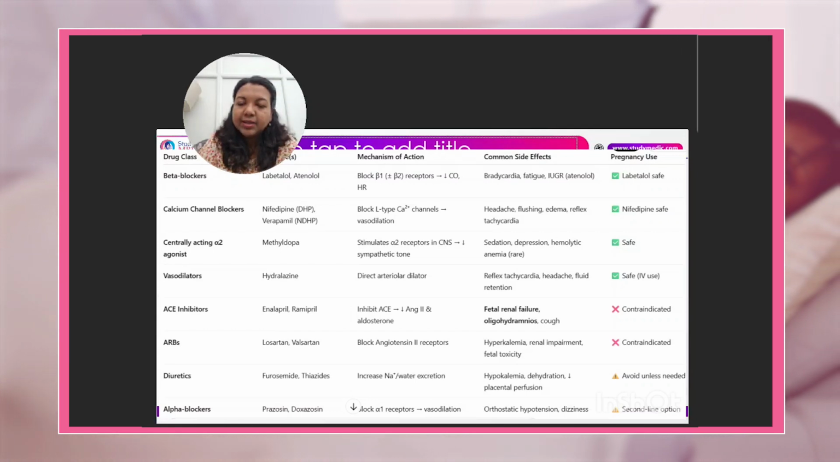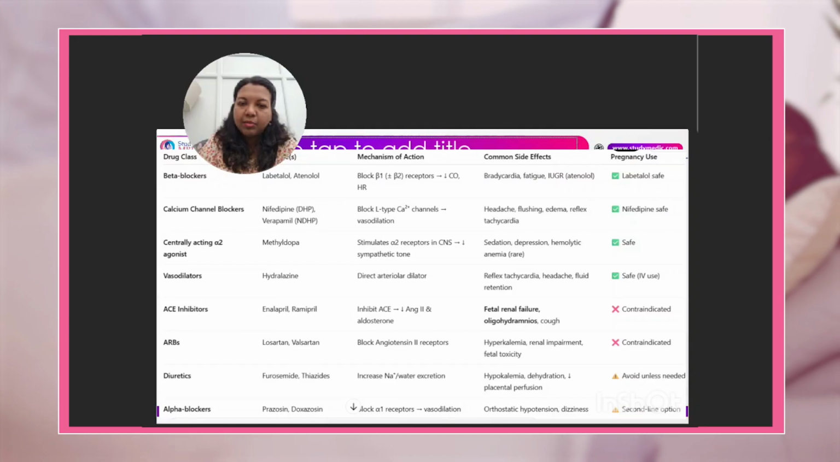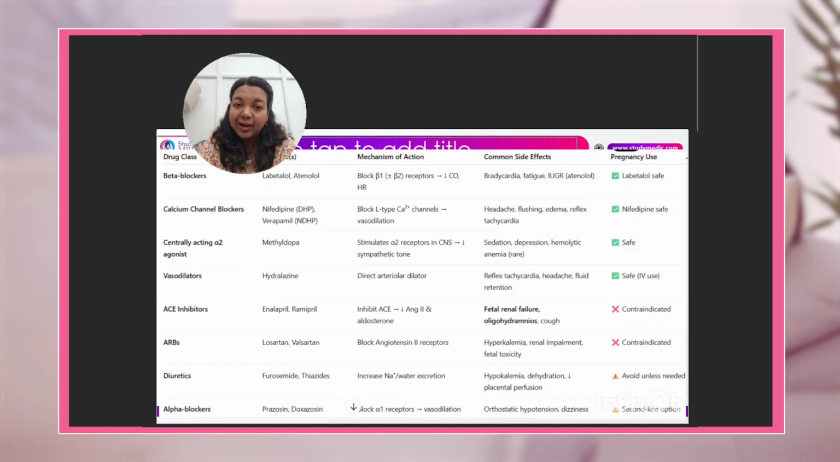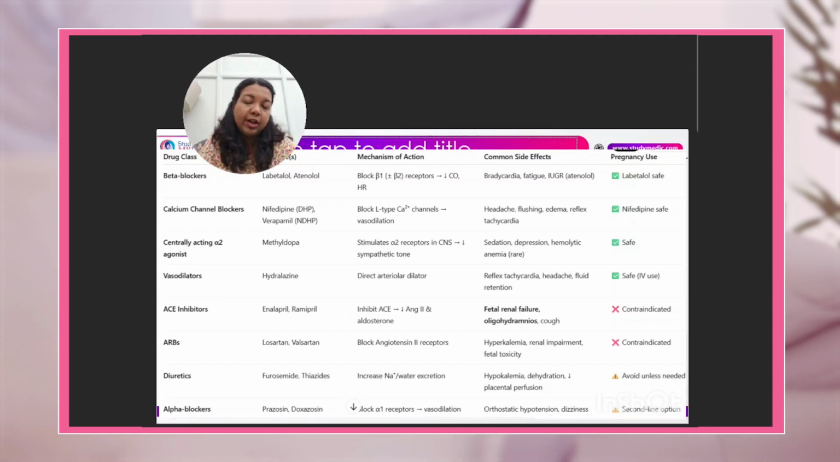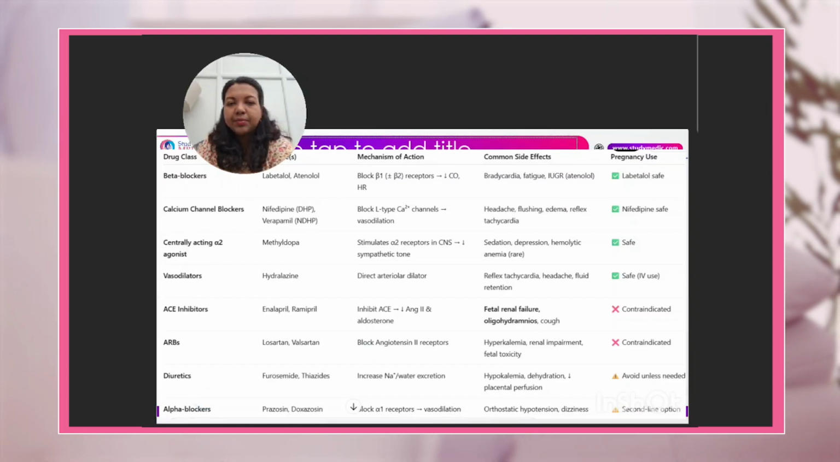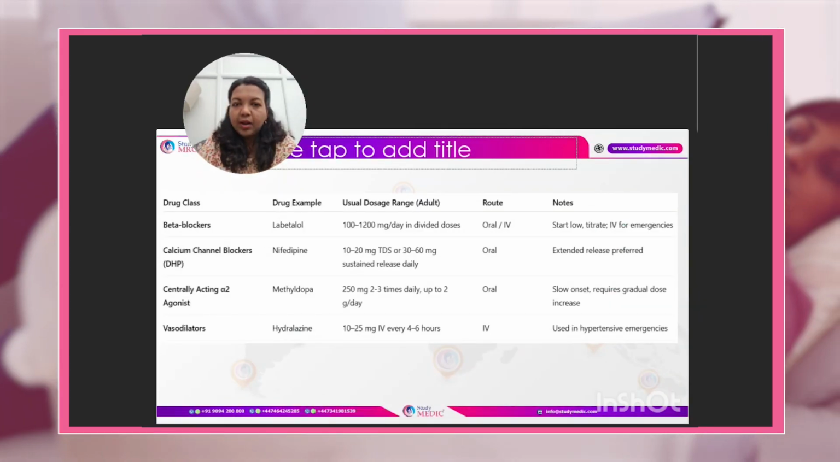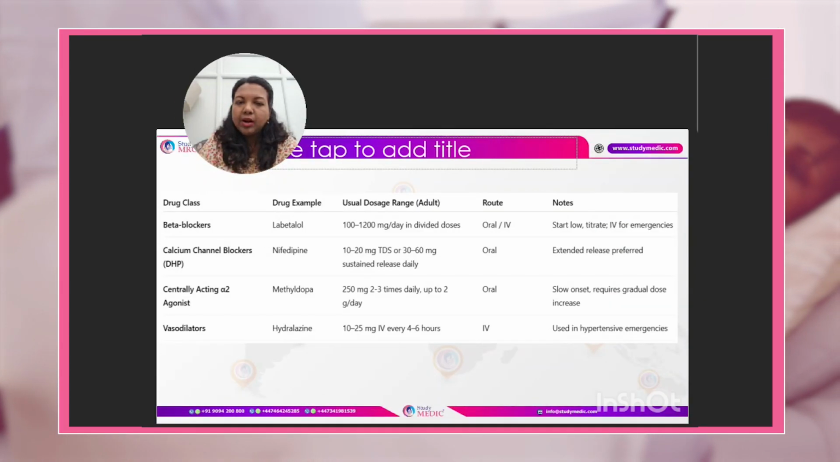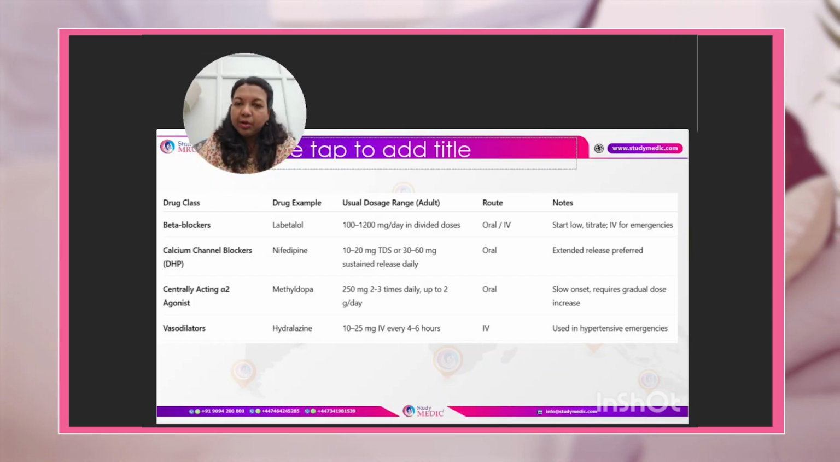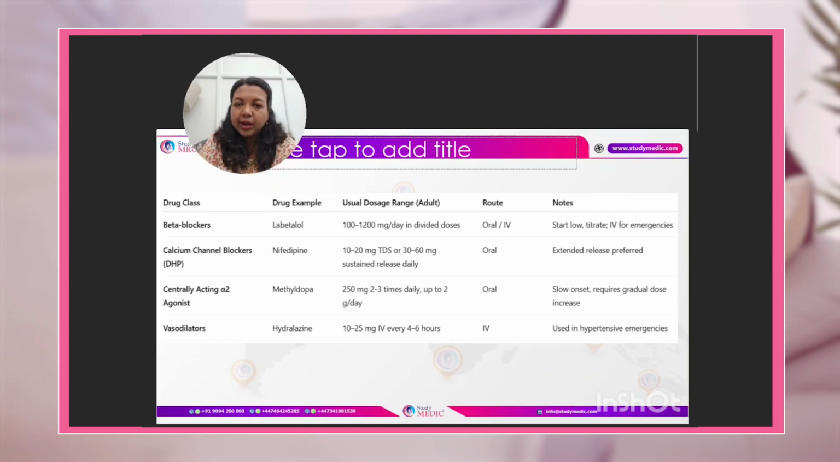ACE inhibitors, ARBs, diuretics, and other alpha blockers, all these drugs are usually avoided. But alpha blockers like prazosin, doxazosin can be considered if the blood pressure is not getting controlled with all other antihypertensives, with caution. The dosage is: beta blocker, maximum dose of 2400 milligrams per day. Calcium channel blocker, maximum dose of 120 milligrams per day.